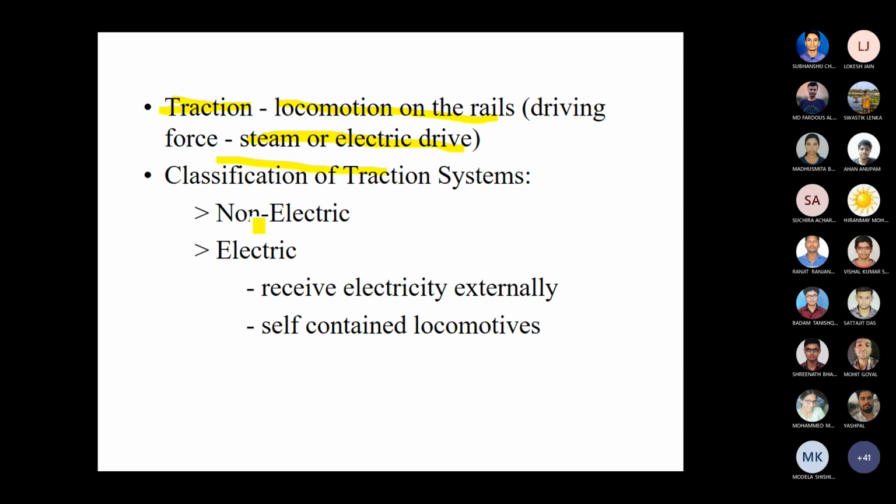Then the classification of the systems: non-electric and electric. Non-electric means based on fossil fuel, diesel, whatever I am telling. Electric means receiving electricity externally, or self-contained locomotives. An electric engine sometimes also uses diesel. On different occasions we use a diesel generator for our captive generation in our home, suppose on any occasion.